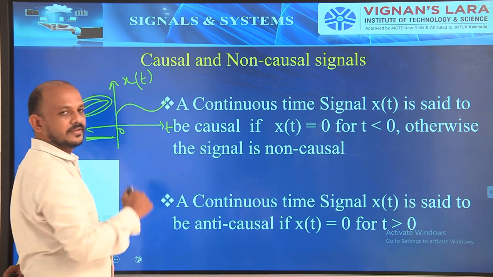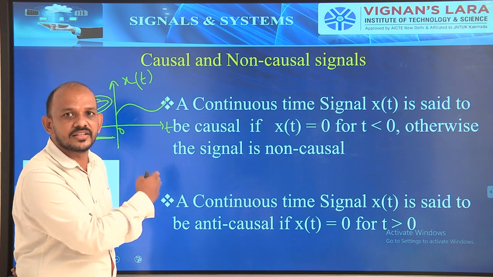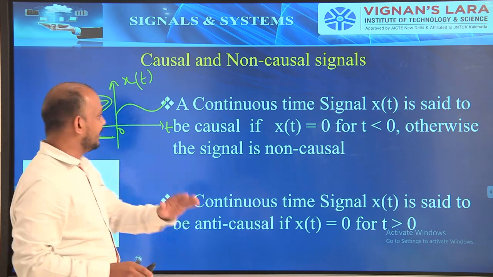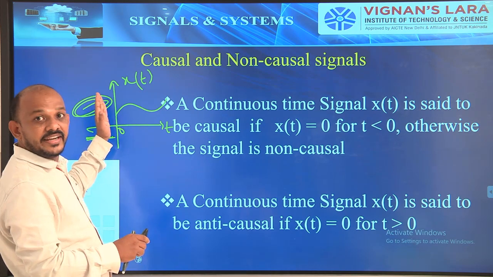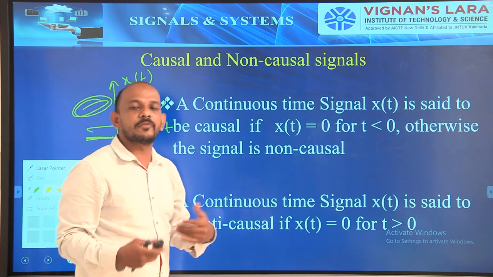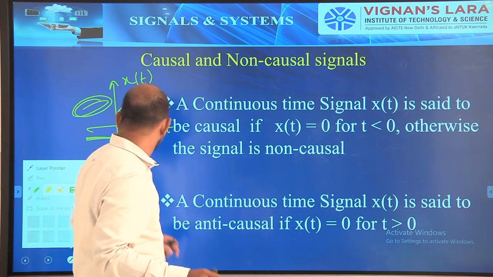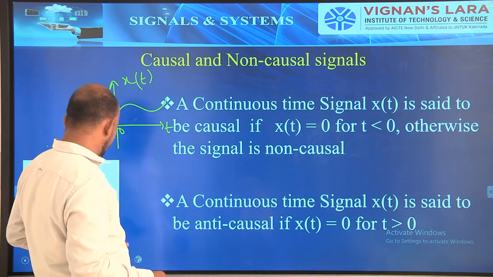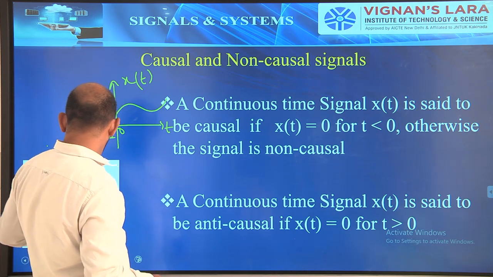Let us say this is our signal. Then you can say that is a causal signal. That is, there should be no signal on the left side. For negative t, there should be no signal. Those types of signals are called causal signals. Simple logic.